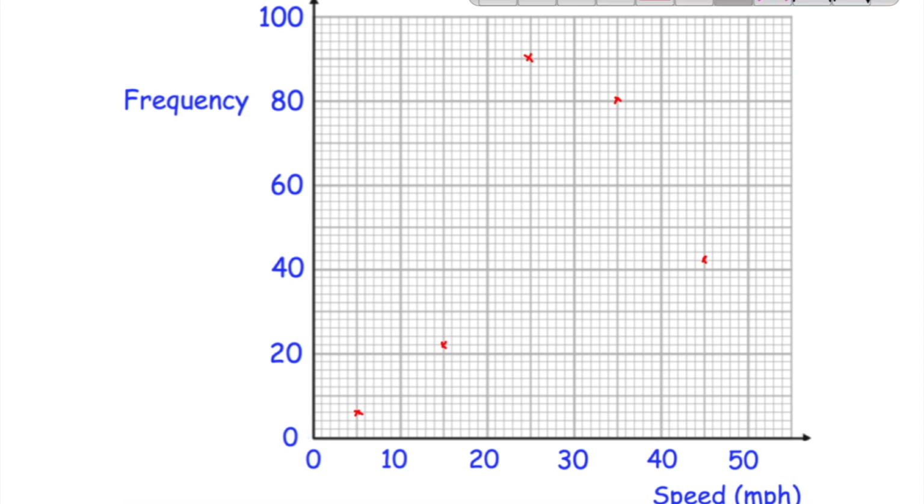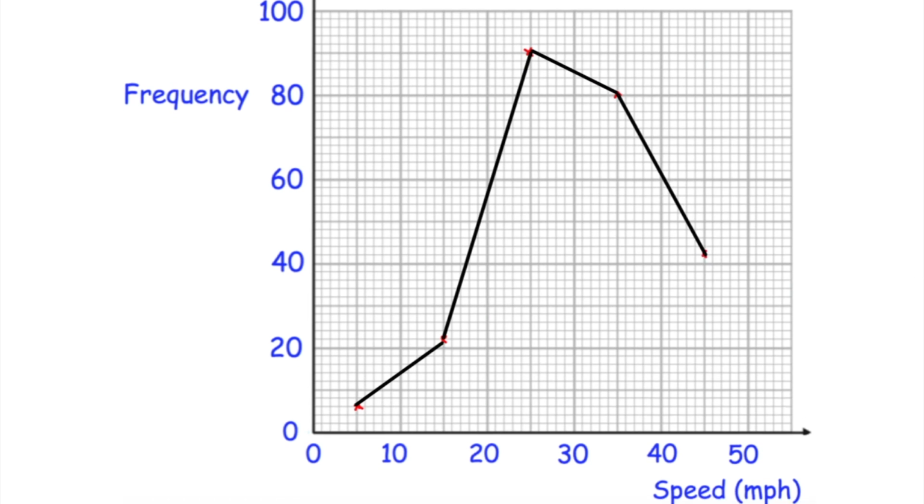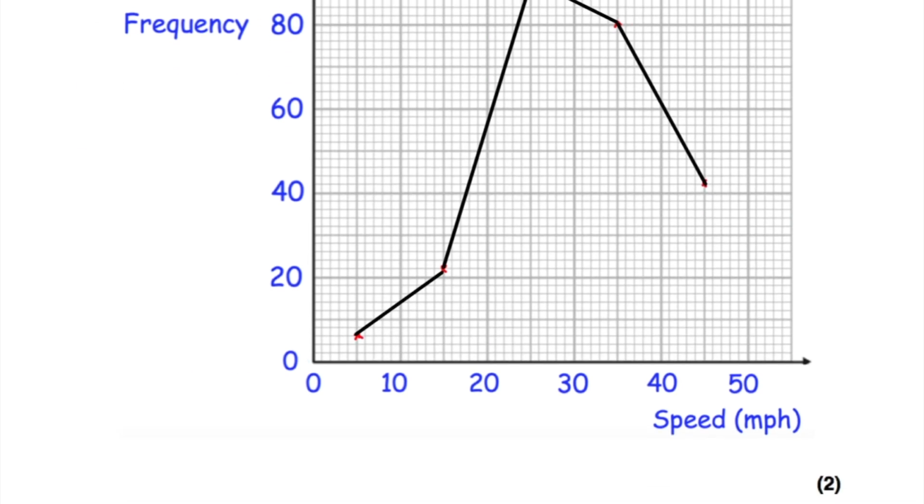And then if we just join up our points with a ruler and pencil, then that'll be our frequency polygon done. So it's there to there, there to there, there to there, and there to there. And that's it. So we've drawn our frequency polygon. Okay, let's have a look at our next question.